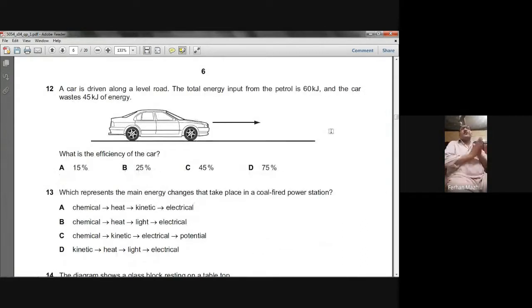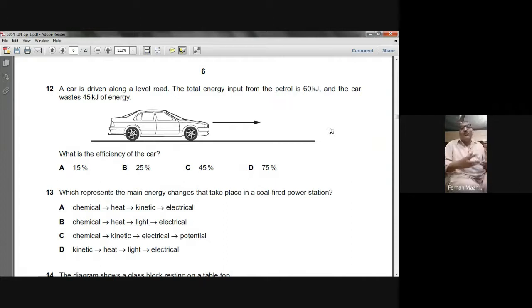Question number 12 showing up on your screen. A car is driven along a level road. The total energy input from the petrol is 60 kilojoules and the car wastes 45 kilojoules of energy. What is the efficiency of the car? You see, the total input energy is 60,000 joules. The wasted energy is 45,000 joules.